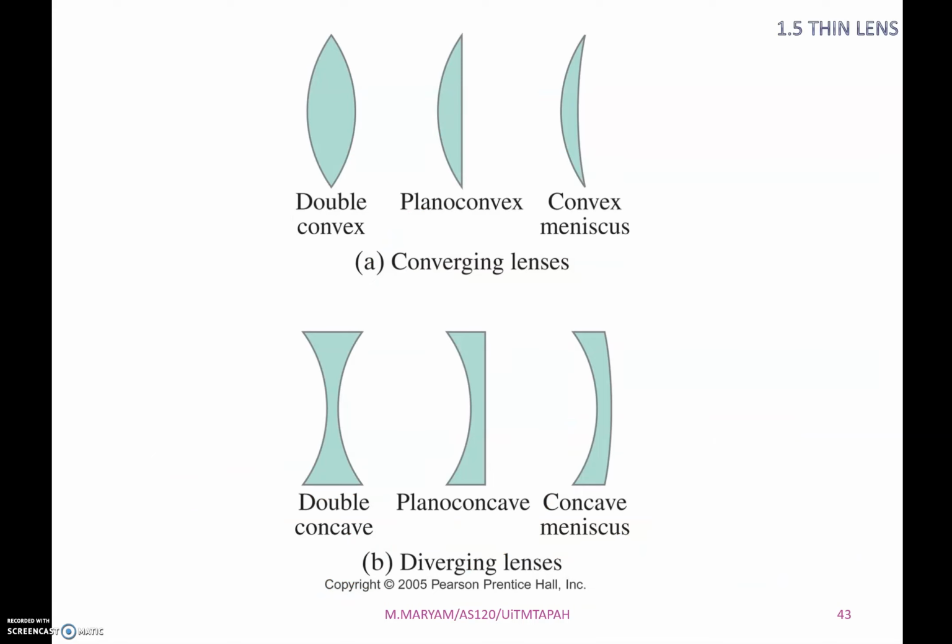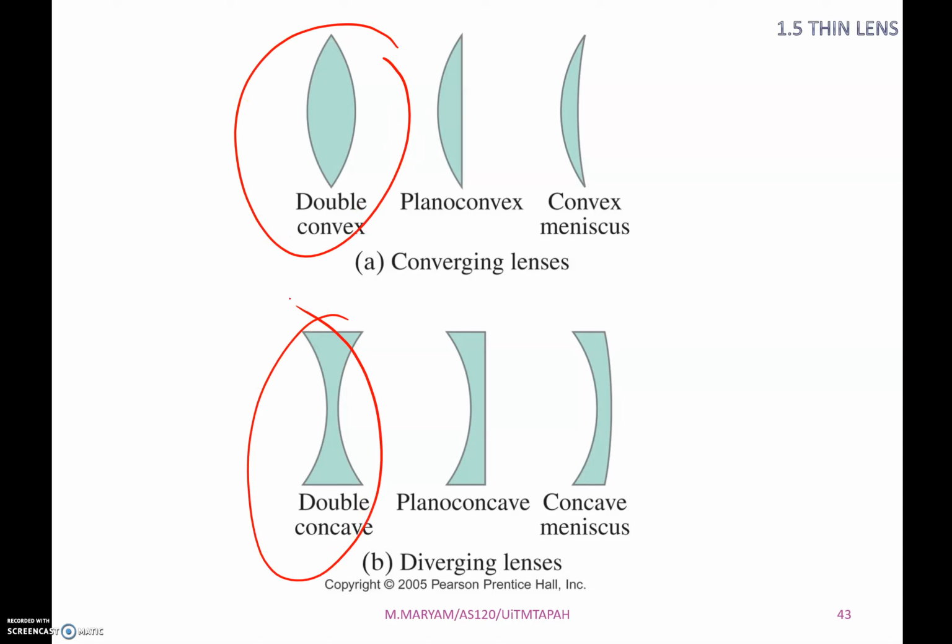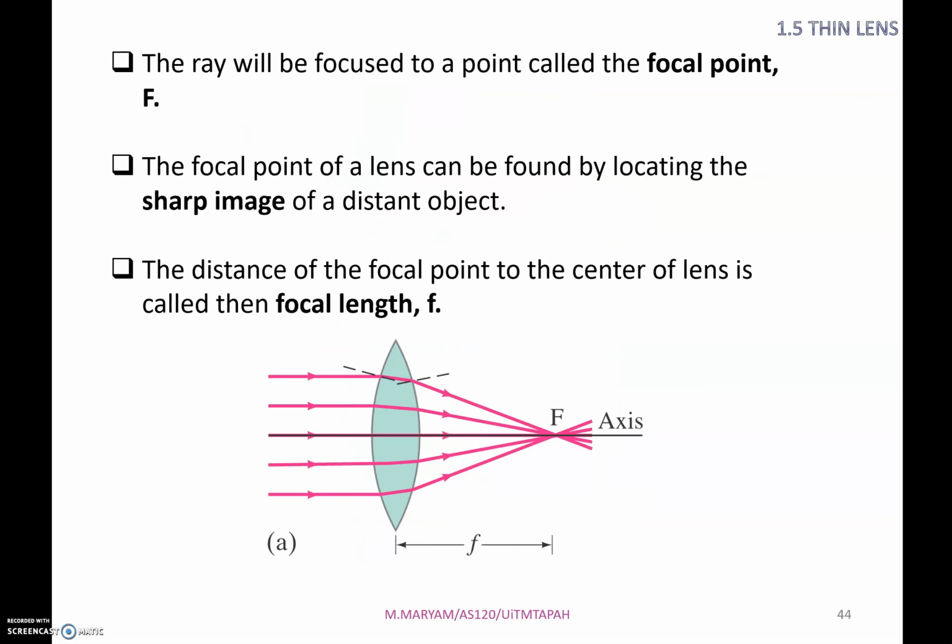So these are the types of lenses besides just the converging and diverging lenses. What I've shown you before was a double convex and a double concave lens. If it is cut in half, it will be called plano convex and plano concave. If you cut it again, it will become convex meniscus and concave meniscus. So these are the types of lenses.